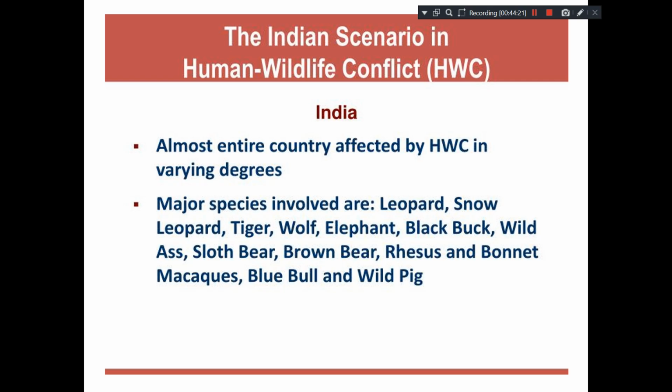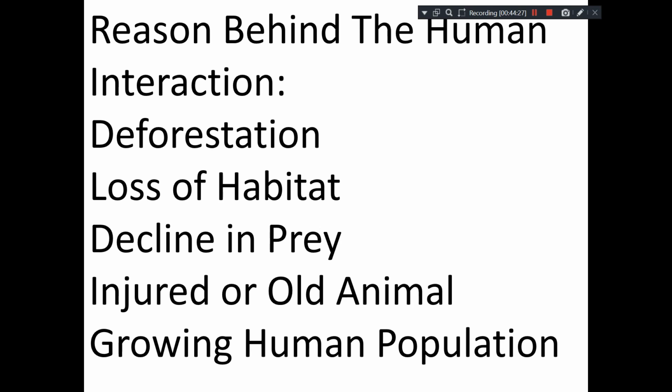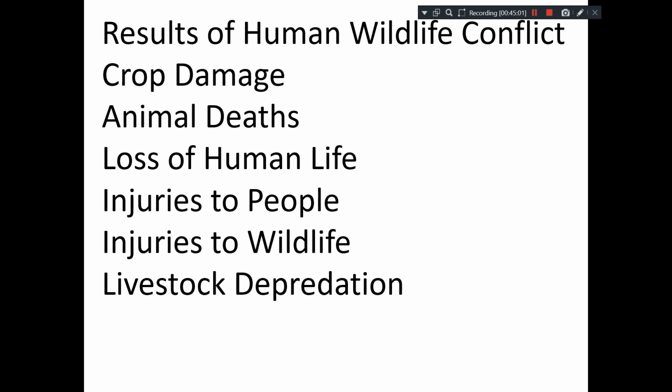All these things are examples of human-wildlife conflicts. What is the reason behind it? Again, deforestation, loss of habitat, and decline of prey. Why do leopards and tigers hunt cattle? Because they don't get their natural prey in the forest. So they find it easy to catch grazing cattle or human beings. Sometimes the animal becomes old and cannot hunt, so the easy prey becomes the human being, and the human population is growing and plenty of them are available.